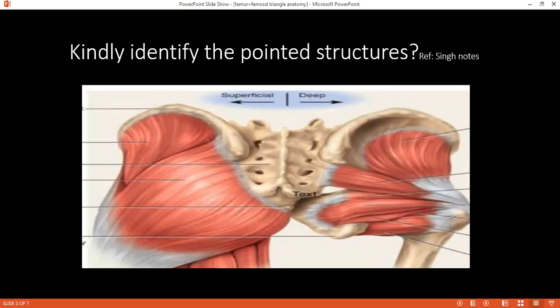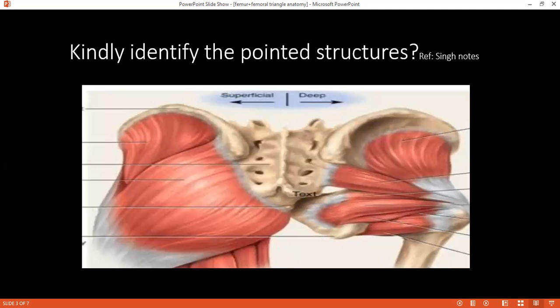Okay, what about the gluteus medius, minimus, and maximus? No, just the maximus takes origin from here, the iliac crest. Others take origin from the back of the hip bone. It doesn't take origin from the iliac crest, but takes origin from the hip bone, right? This is what I wanted you to tell me.